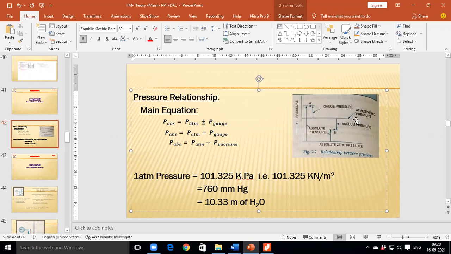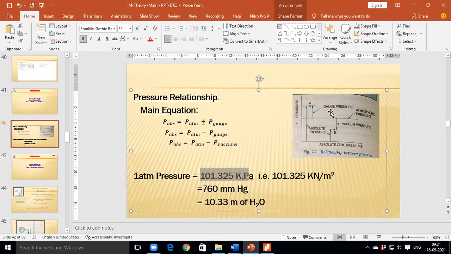If the pressure is above the atmospheric pressure, that is called gauge pressure. If the value of pressure is greater than 101.325 kilopascal, that type of pressure is called gauge pressure. And if the value of pressure is below 101.325 kilopascal, that is called vacuum pressure.